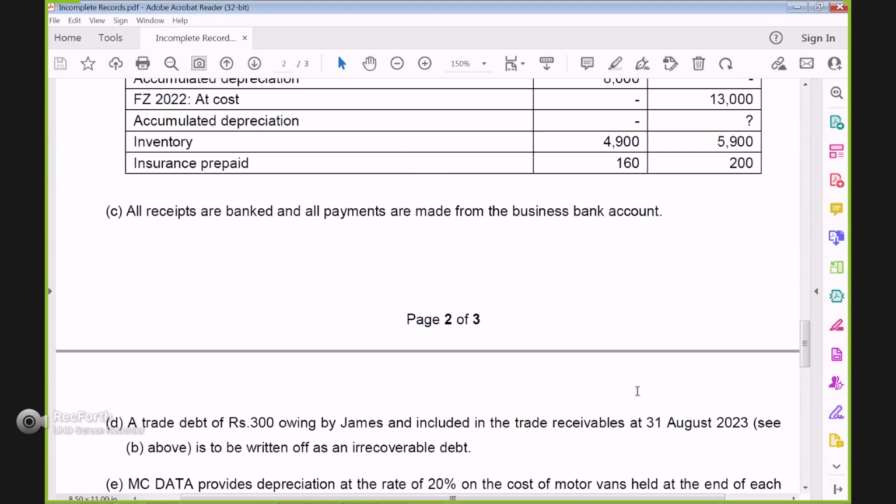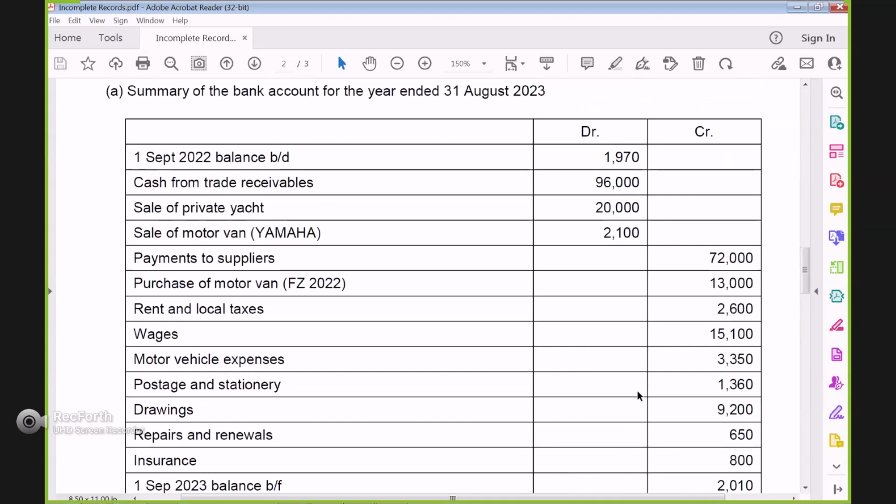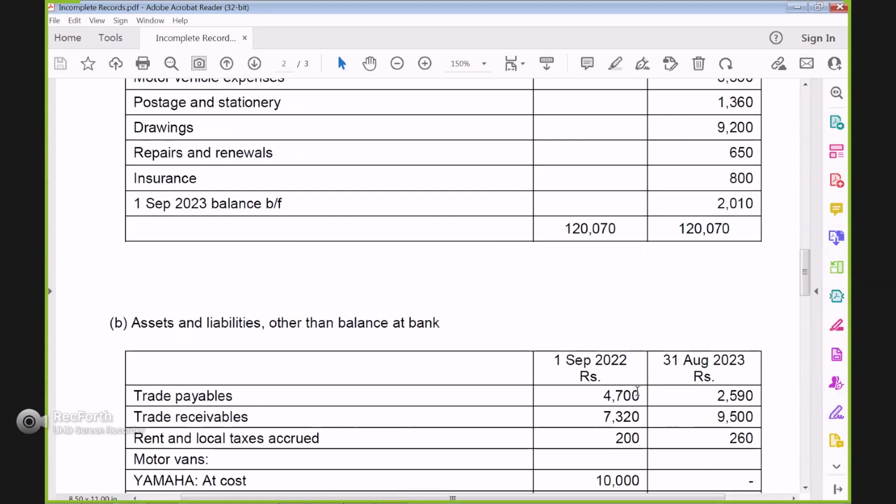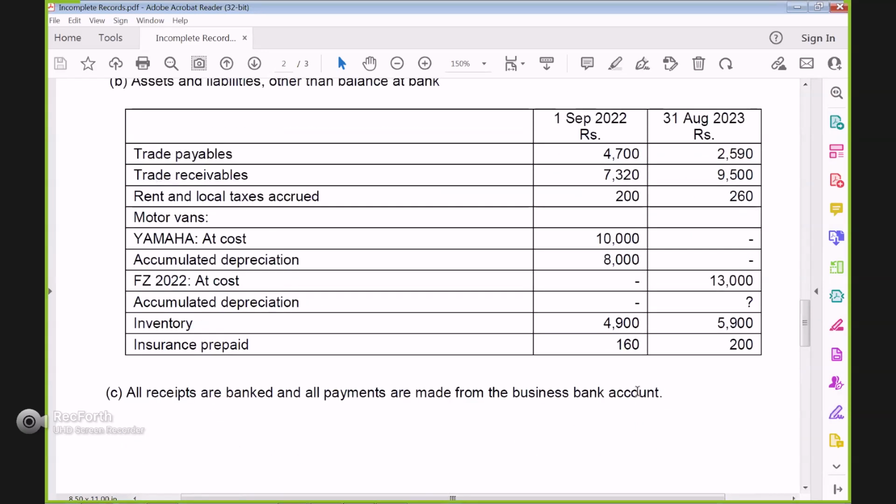So from this question, first you have to understand the information. Bank information, assets information and additional information are given. When you have to prepare the incomplete records, first you have to identify and put down some ledgers. Then you have to find out the appropriate transactions. For example, capital: from the information you have to find the opening capital. That was done in the first question.